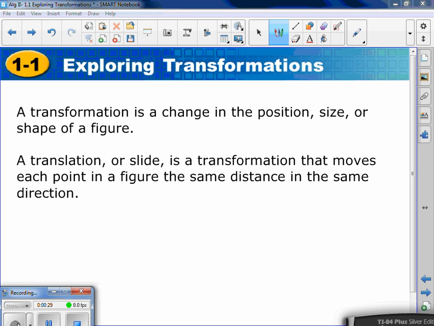A transformation is a change in the position, size, or shape of a figure. What a translation is, it's a slide. It's a specific type of transformation. It moves each point in the figure the same distance in the same direction.